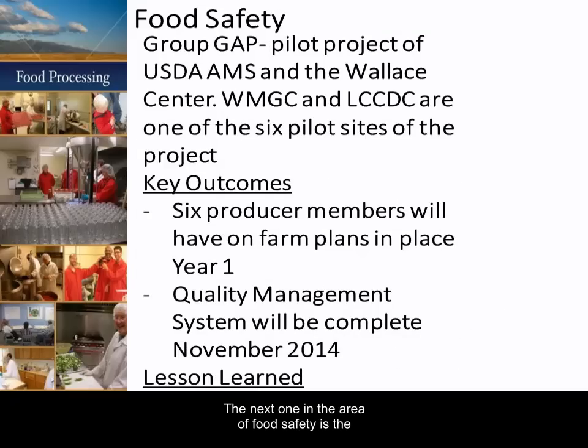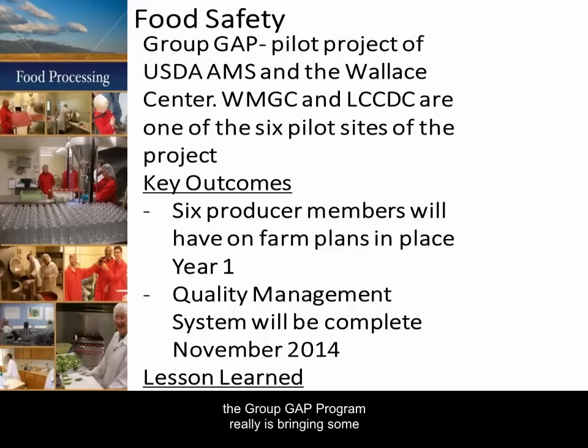The next one, in the area of food safety, is the Group GAP pilot project that USDA, AMS, and the Wallace Center are launching. We are in partnership with Western Montana Growers Co-op as one of the 6 pilot sites across the nation. And this has been really a big step forward for Western Montana growers. I must say a challenging step forward. When you just look at the requirements of GAP, I think the small-scale producer does have some barriers to meeting those requirements and needs quite a bit of assistance to move forward.